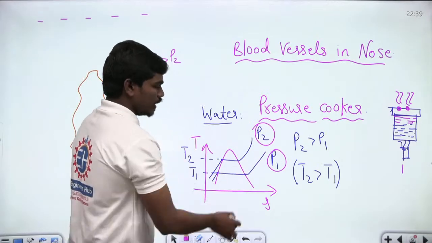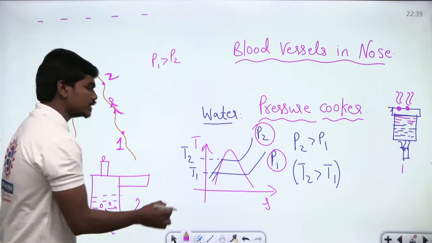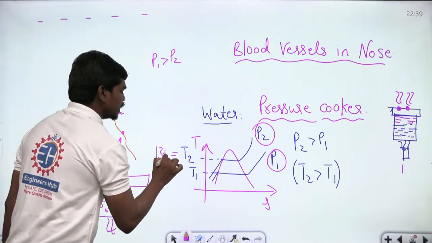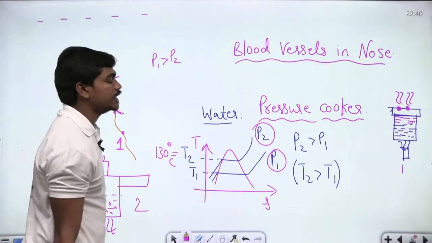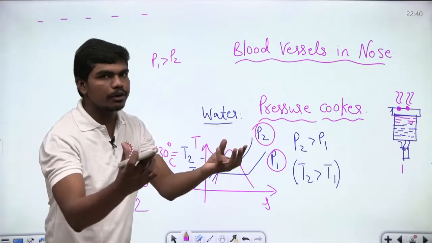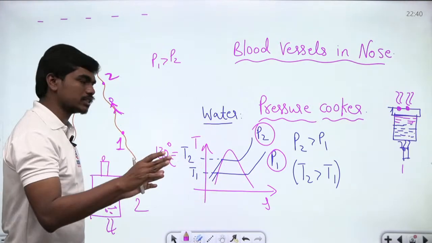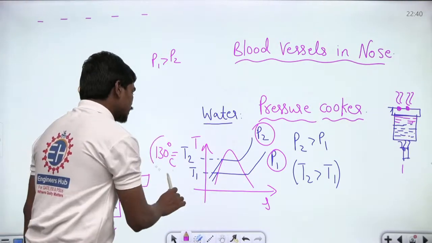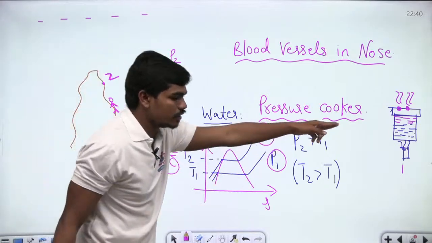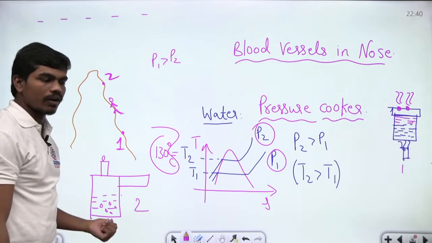So here if P1 is less than P2, and definitely if it takes less time to reach P2, let us suppose this is 130 degrees Celsius, which is good enough to boil the rice. If you want to reach pressure P2 in both the cases, because your rice is the same, the water is also the same, and the atmospheric conditions are the same, then if you are reaching 130 degrees Celsius slowly here and faster in this case, your rice gets cooked faster in this case.